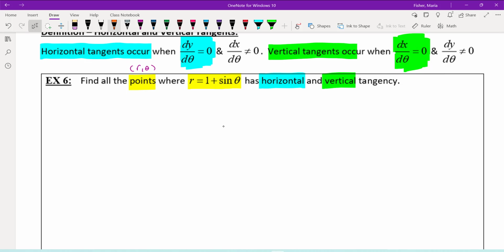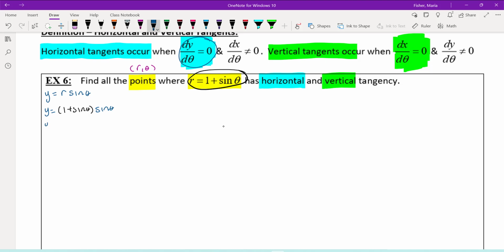So start with horizontal. In order to find the horizontal tangency, I need to find dy d theta. But in order to find dy d theta, I first need to find y. Well, remember, y is equal to r times the sine of theta. In this case, your r is 1 plus the sine of theta. Therefore, y here is going to equal 1 plus the sine of theta times the sine of theta.